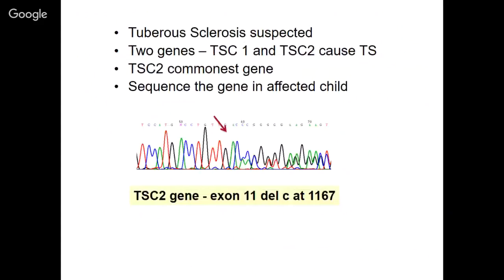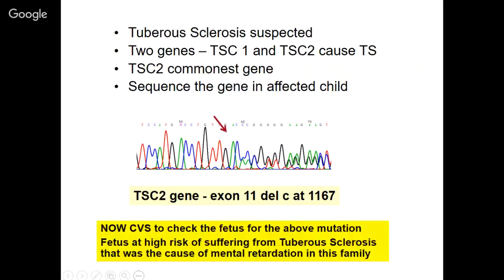Tuberous sclerosis has two genes which can cause the disease phenotype. We know from our prior knowledge that the TSC2 gene is the most common gene. So we took the blood of the child and identified the change in the gene. And then we did a prenatal diagnosis to check for the presence of this one mutation in the fetus. And we identified that the fetus was also at risk for the same disorder in this current pregnancy.